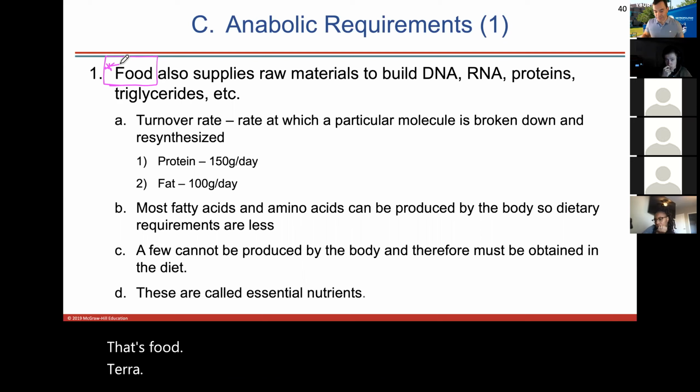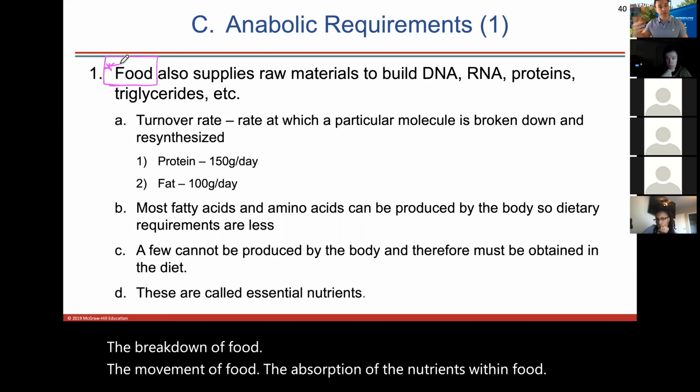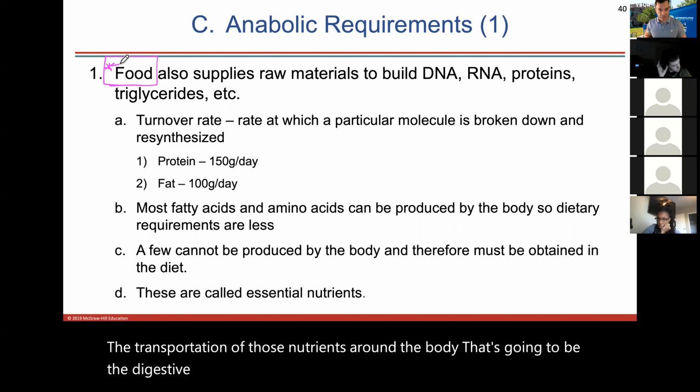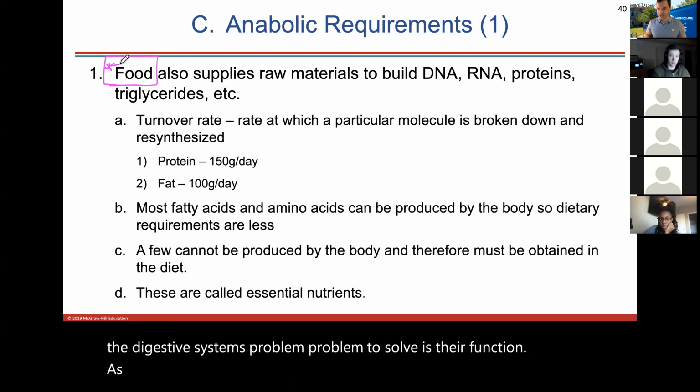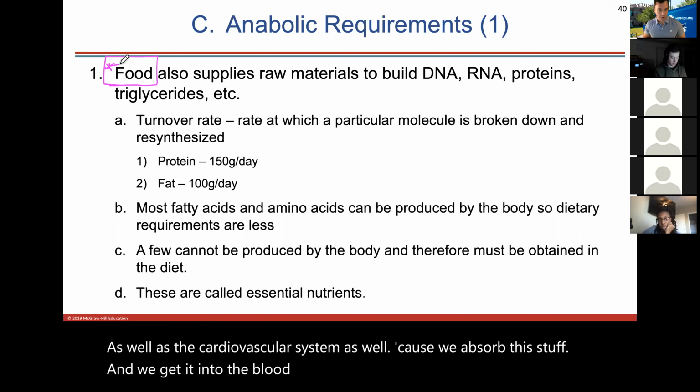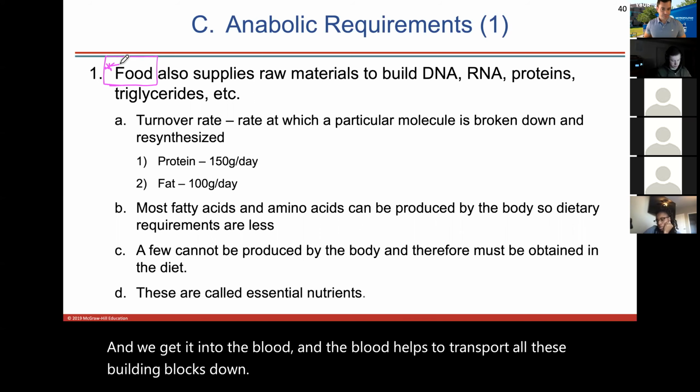The breakdown of food, the movement of food, the absorption of the nutrients within food, the transportation of those nutrients around the body. That's going to be the digestive system's problem to solve. It's their function, as well as the cardiovascular system, because we absorb this stuff and we get it into the blood, and the blood helps to transport all these building blocks down and around the body.